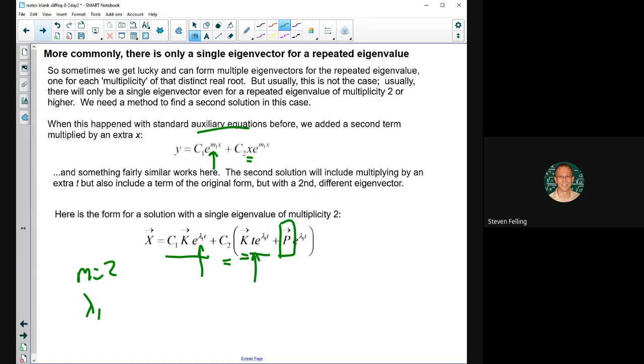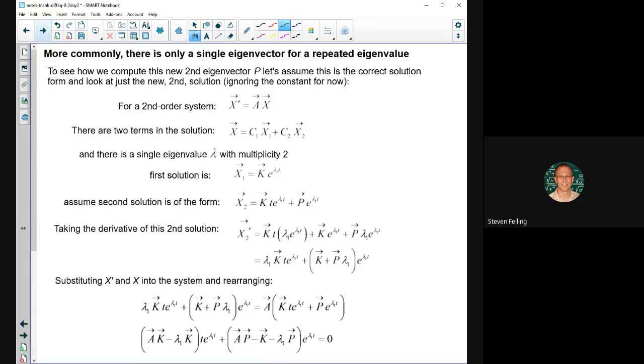Okay, so we're going to postulate that would be a solution, and then I'll show you what's required of this p to make sure that that does in fact work. So this is going to be the form for writing up repeated roots, multiplicity 2, and then we'll show what we have to do to get that p vector.